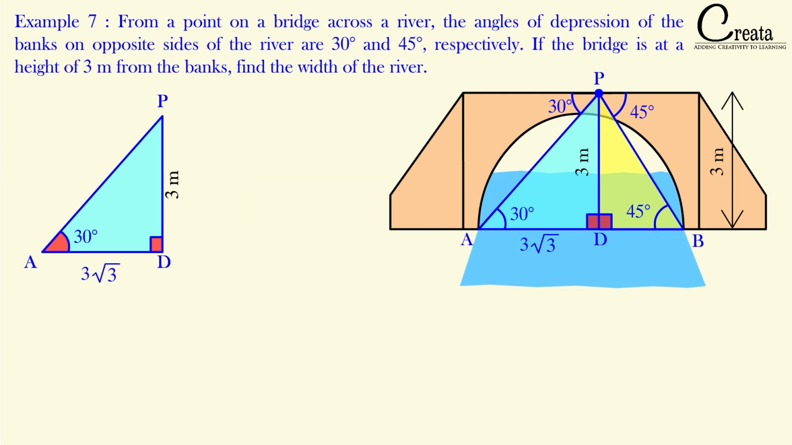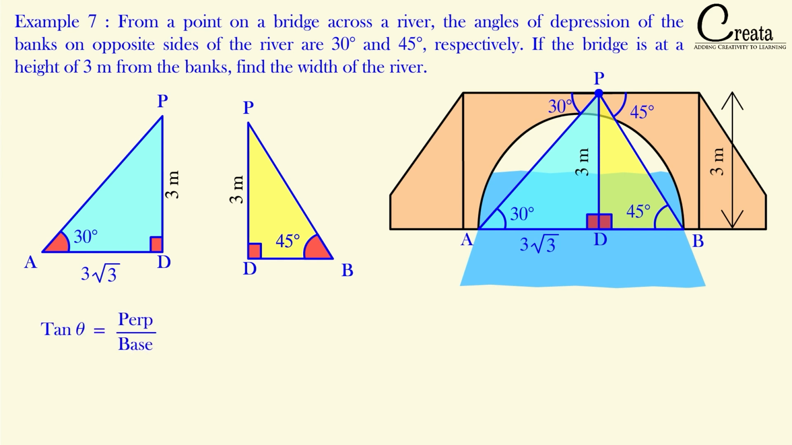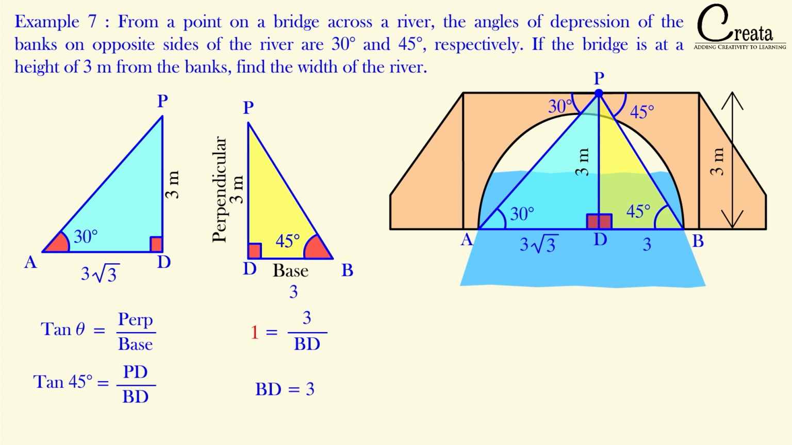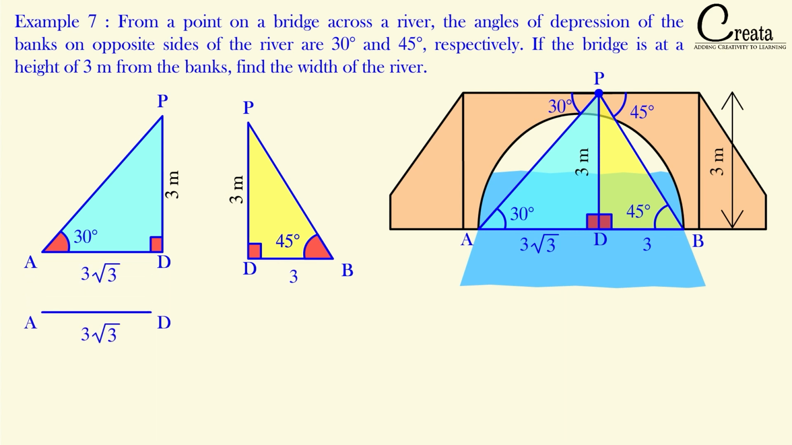So let's take the second triangle, the triangle PDB. In this, let's apply the trigonometric ratio, that is tan theta. Tan theta is equal to perpendicular upon base. So tan 45 degrees will be equal to PD upon BD. PD is the perpendicular and BD is the base. And what is tan 45 degrees? Just as we have seen in the trigonometric ratio table, it is 1. This you should know. And PD is 3 meters. On solving, we got BD as also equal to 3 meters. In the first part, we got AD as 3 root 3. In the second part, we got BD as 3 meters.